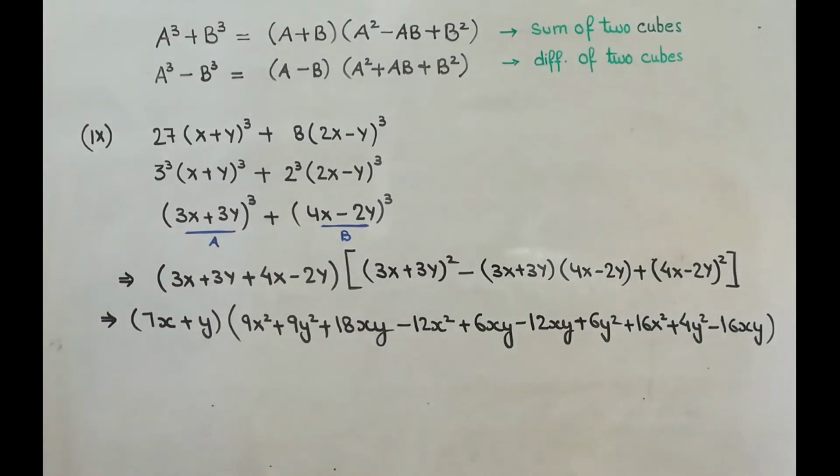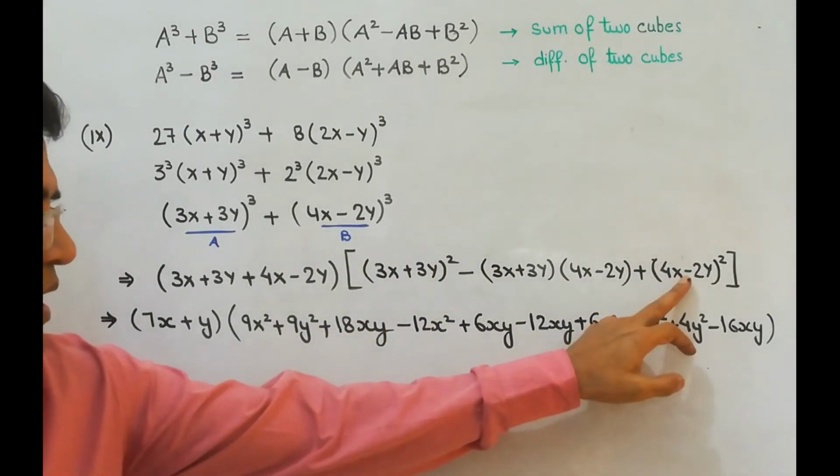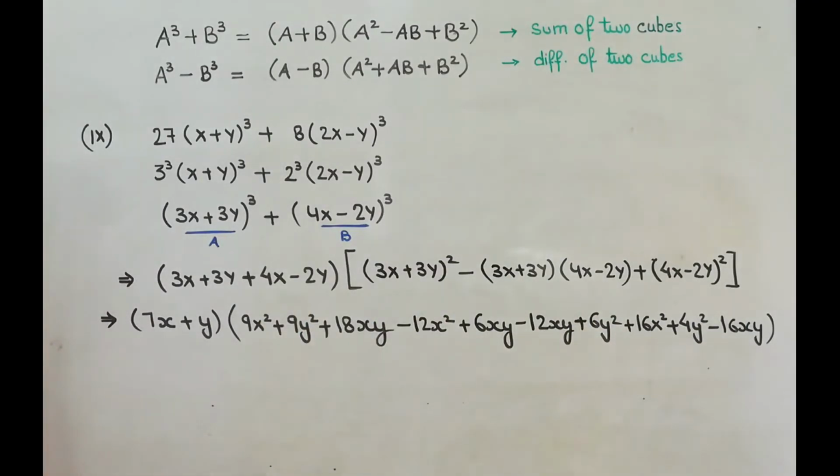Hope this step is clear to you. Just simply see what calculations we have done. We have simply applied the formulas, nothing else. These were the expansion formulas that we have already done: a plus b whole square, and this is a minus b whole square. We have applied those expansion formulas over here. Okay.